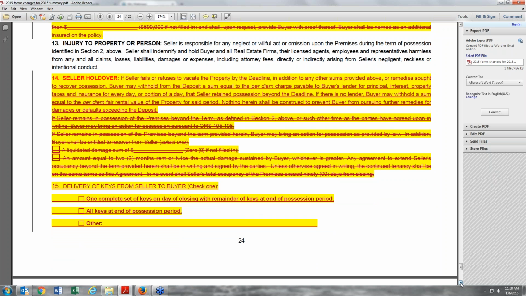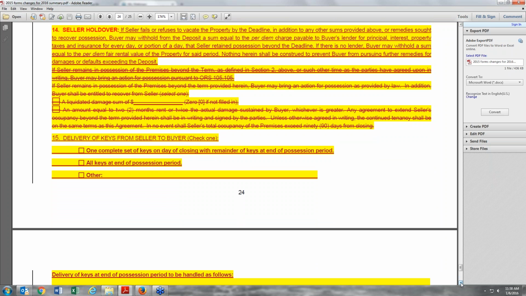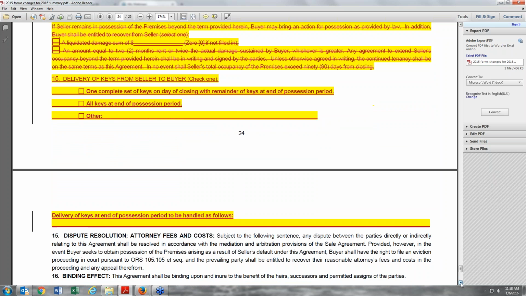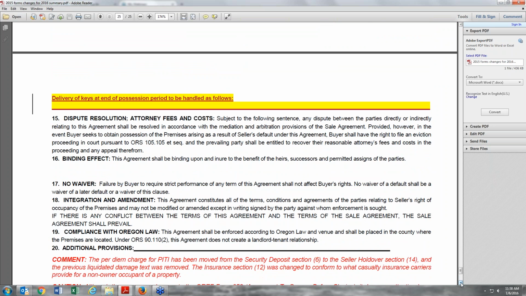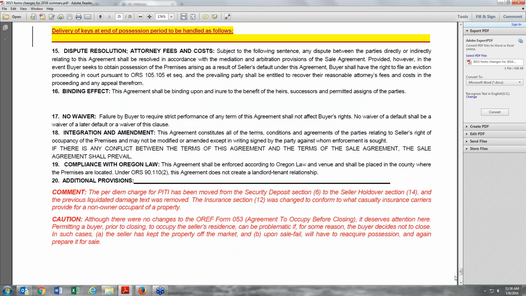And then, of course, if in fact the seller does hold over, then the buyer is entitled to go into FED court and have them evicted. And having them evicted does not eliminate any liability exposure that the seller still has. To put it another way, you can evict the seller, and you can also go after the seller for damages.